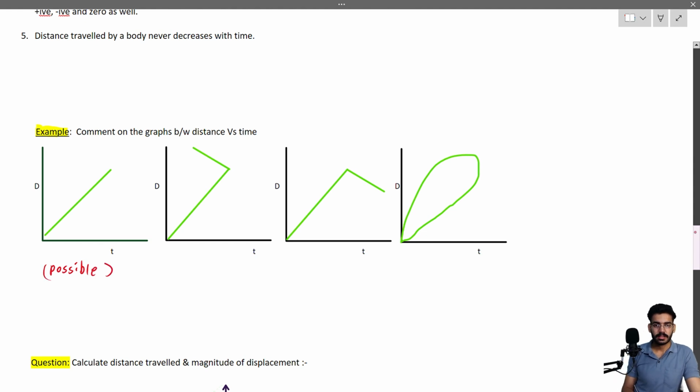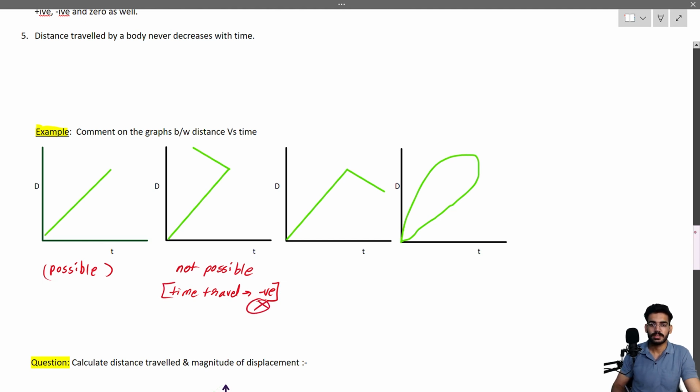Then here, first with time distance increases, then time decreases. Here he is defining a decrement in time. So this is not possible. Why? Because time is decreasing, so the time traveled is negative. That is not possible.